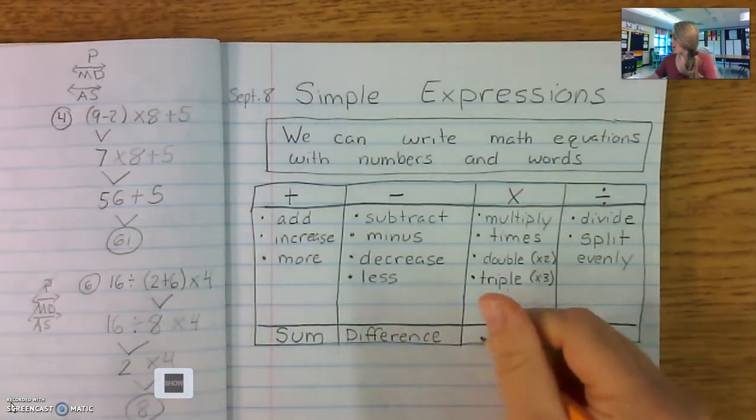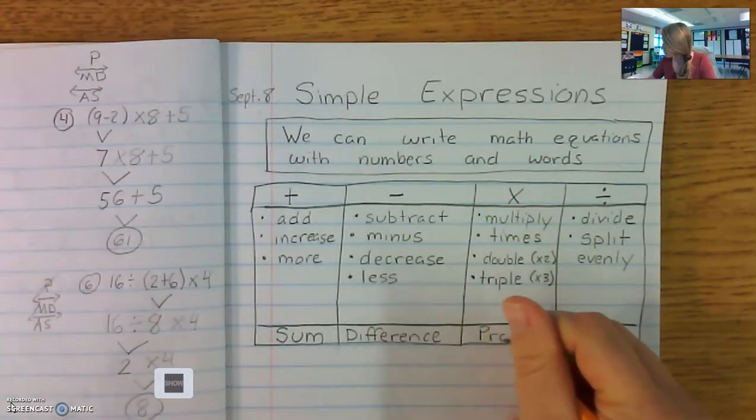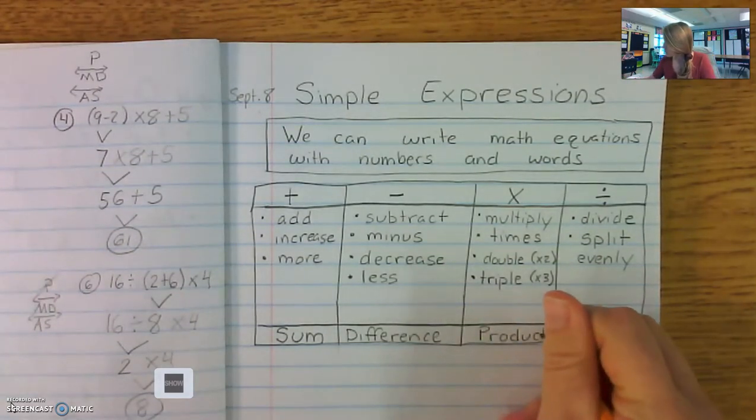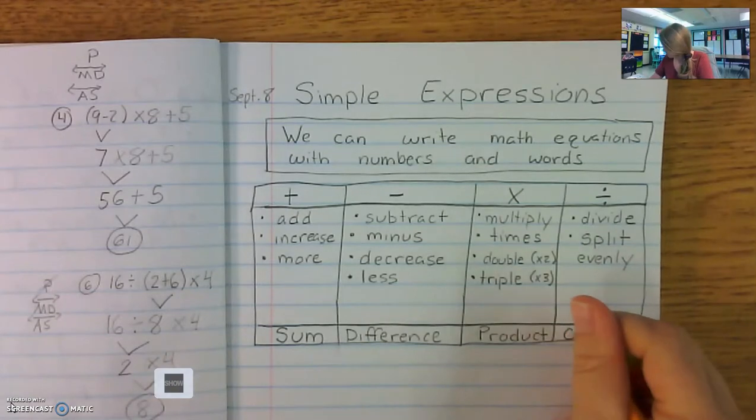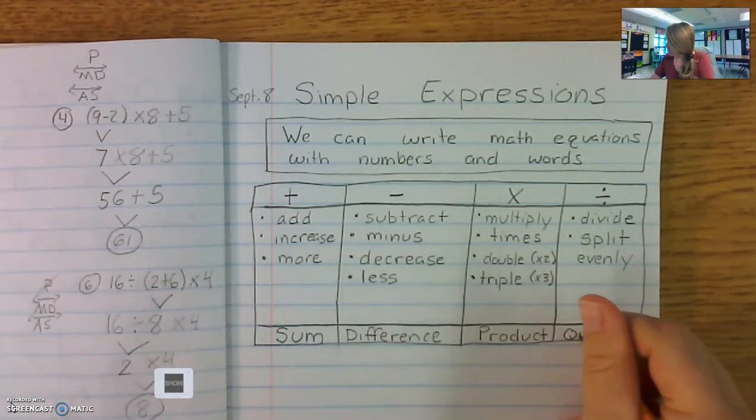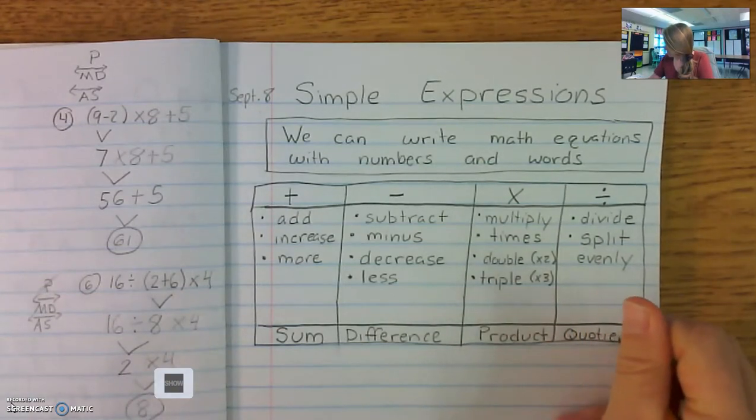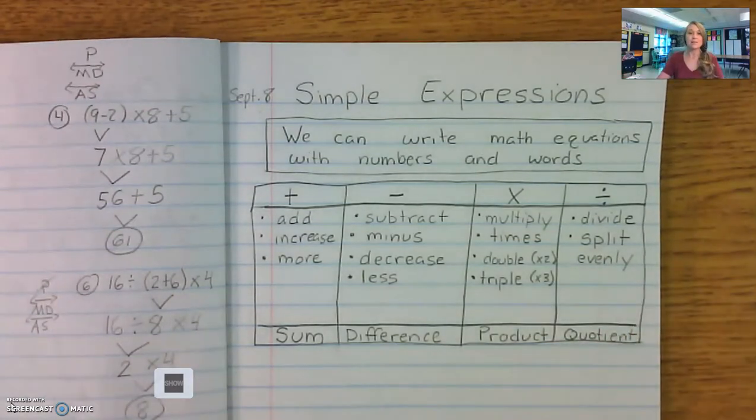Multiplication, product. Division's got a funky one. It's called quotient. It's a fun word to say. Sum, difference, product, quotient. Vocabulary words you need to make sure you know for this standard.